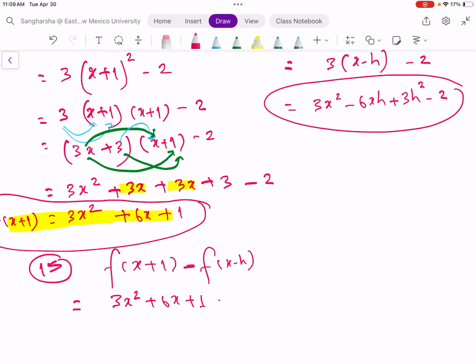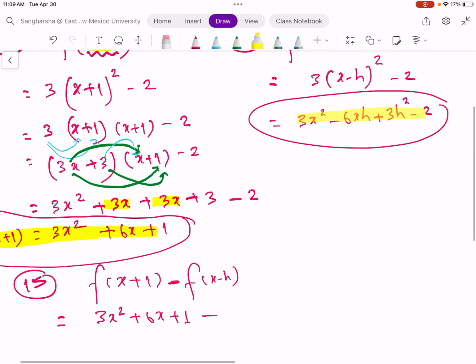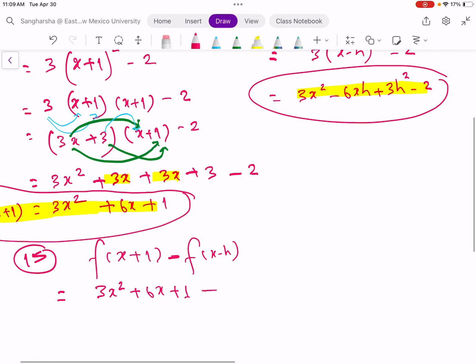We have a negative, so negative. And we know what f of x minus h is, that's what we have from number 14. So you substitute, and make sure you have the parentheses: 3x squared minus 6xh plus 3h squared minus 2.